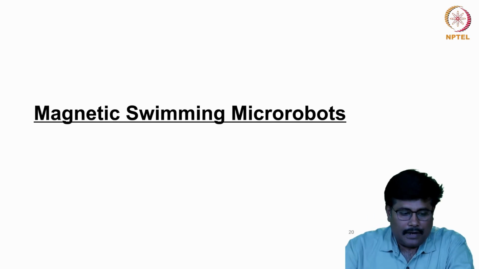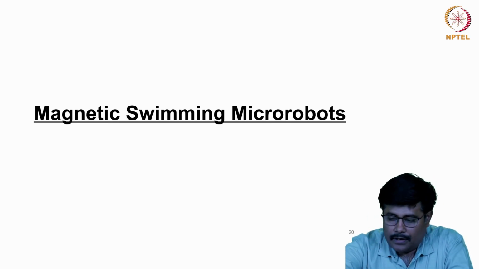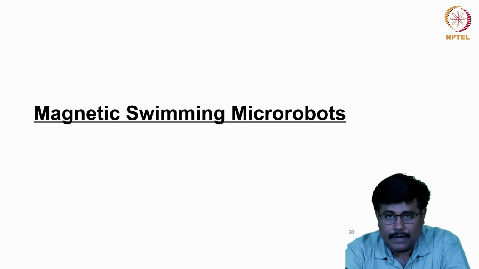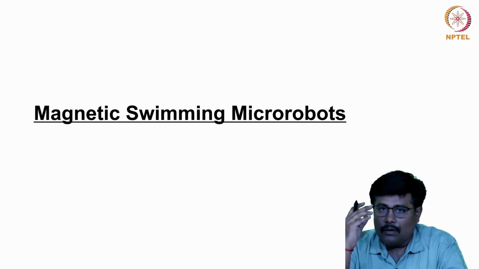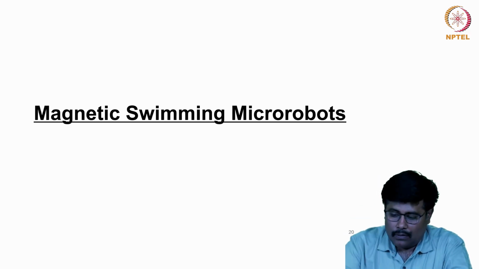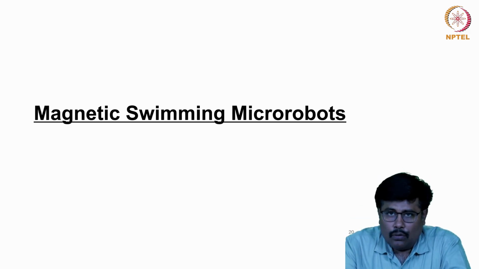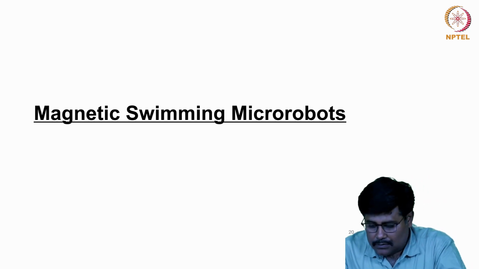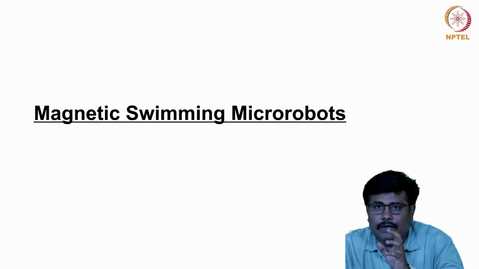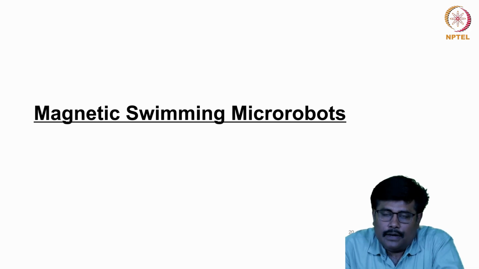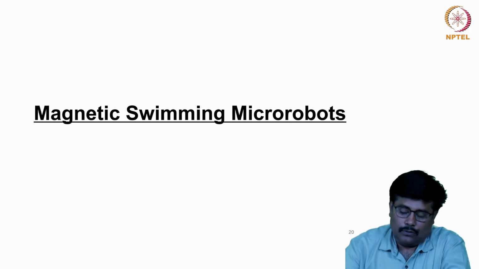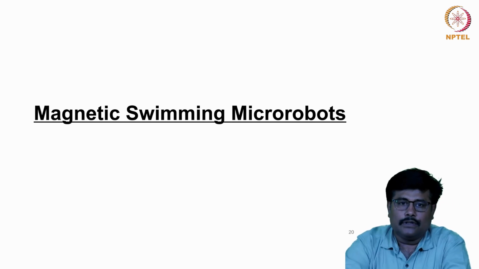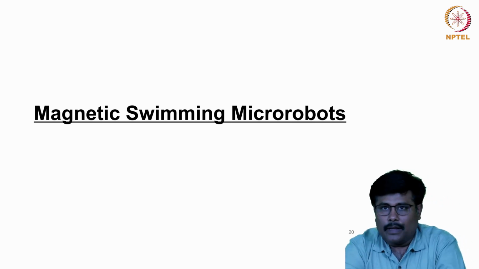So in the last class we had discussed the different biomimetic systems, where we discussed the gecko robot and the overall mechanism involved in it, including the locomotion and related applications. We also discussed some of the key adhesive mechanisms involved in these gecko-based robots. So in today's lecture, we will discuss the magnetic swimming micro robot.